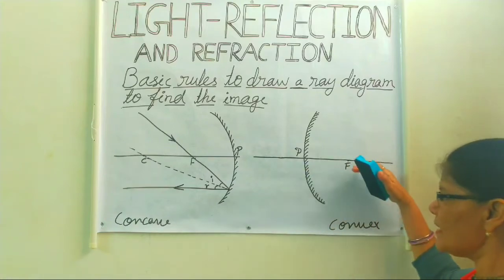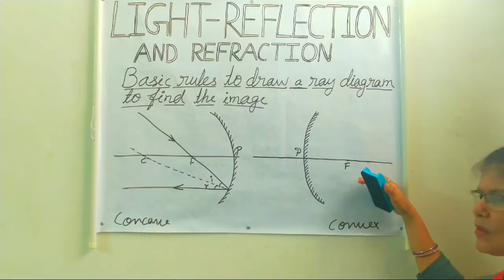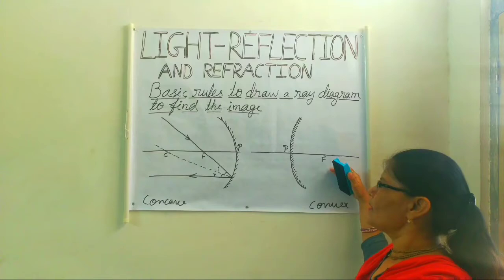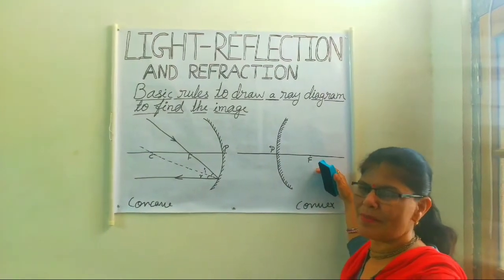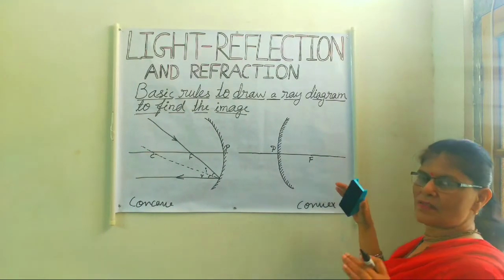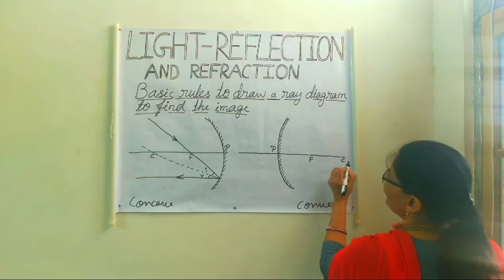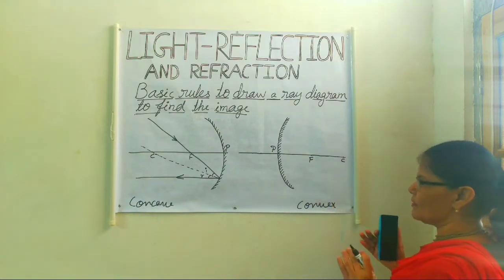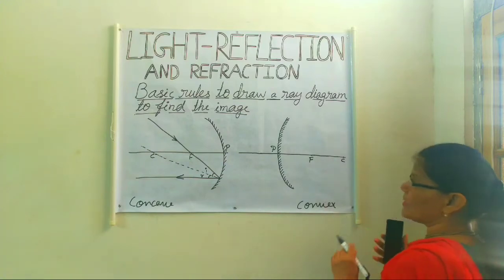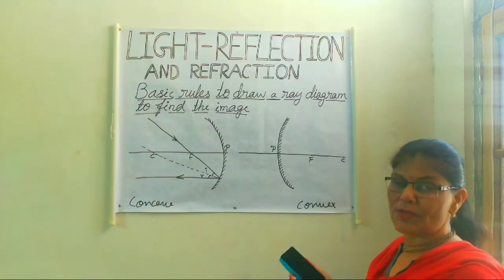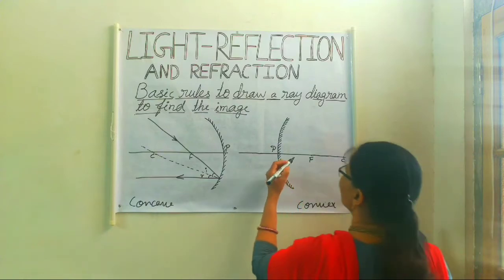In the case of a convex mirror, the ray diagrams or the rules are a bit difficult because here the focus as well as the center of curvature are at the back side of the mirror. So the things are a little bit difficult. You have to practice a lot. You need to practice for doing all these ray diagrams.